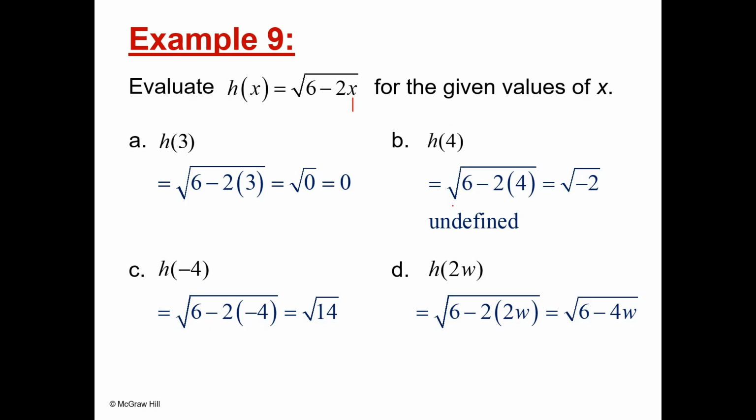For h of 4, this is very important, and be careful and please note this calculation. So for x equal to 4, replace it in x. 2 times 4 is 8. 6 minus 8 is minus 2. As you can see, we cannot evaluate square root of minus 2. This is undefined in mathematics. The square root of a negative number cannot be calculated, so we will write undefined.